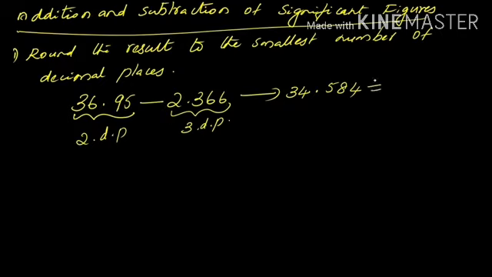So for our answer also, we should make it the same. You should round it and write 34.58. So 2 digits after the decimal point. Look at the next example.